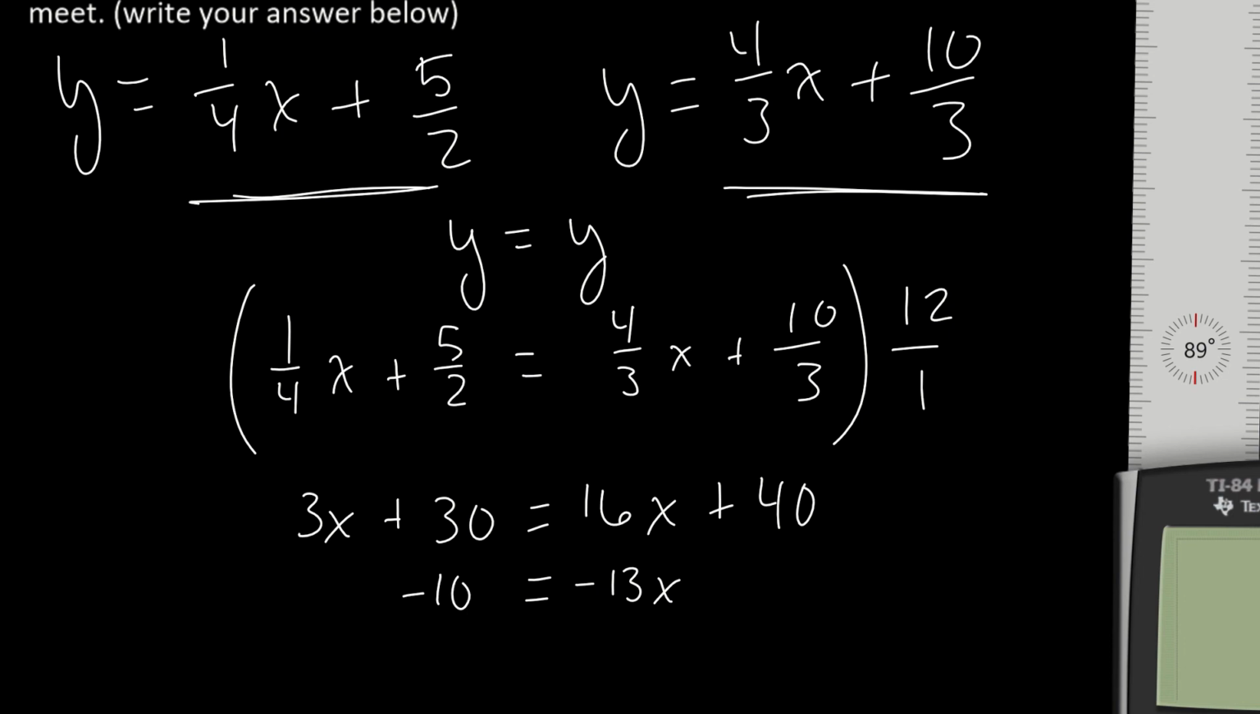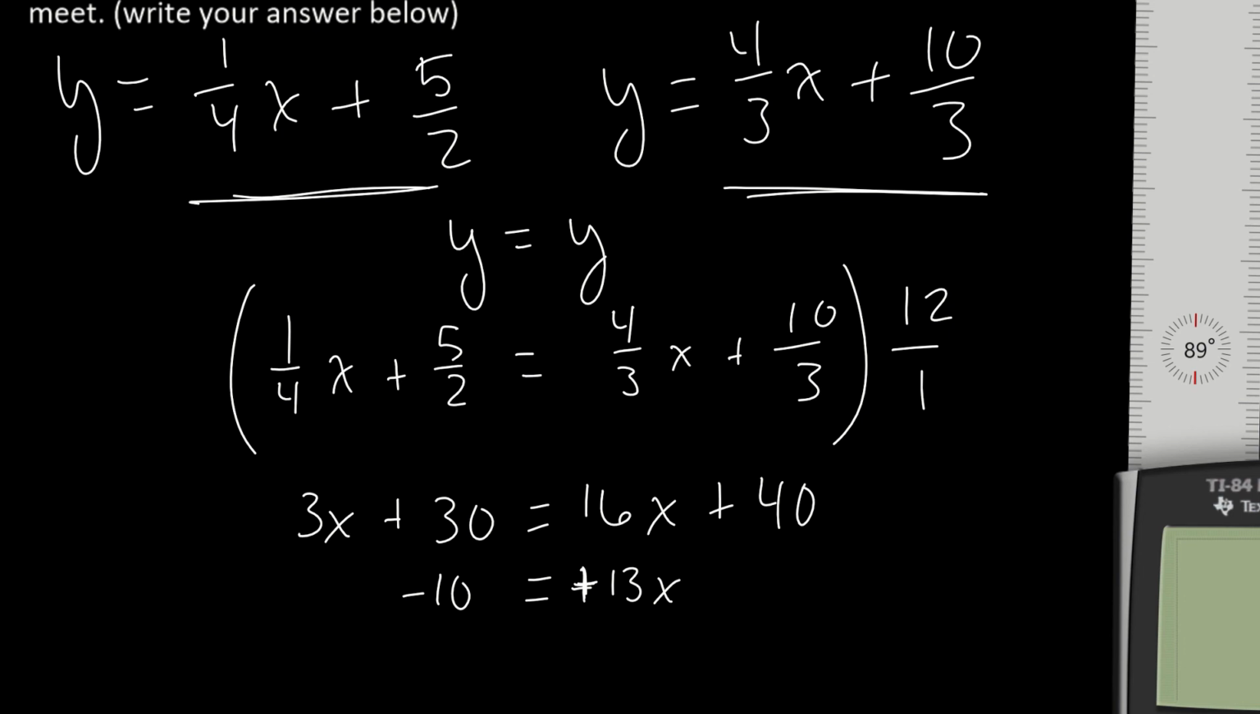Right? Did I do that right? Negative 10. Yeah, I don't know why I went that direction. Seems like I should have went the other way. Oh, no, that's not right. 16x minus 3x is positive 13x. What am I talking about? Maybe it's time for a nap. 16 minus 3 is 13x. That's correct. And 30 minus 40 is negative 10.